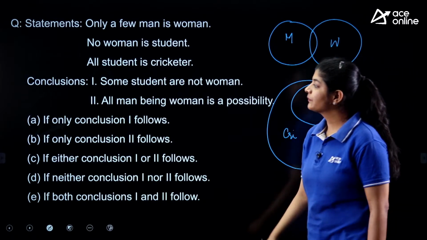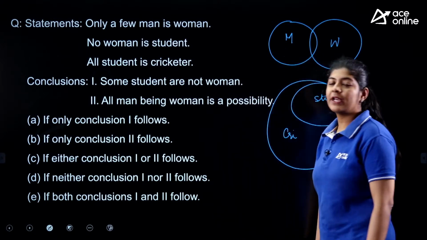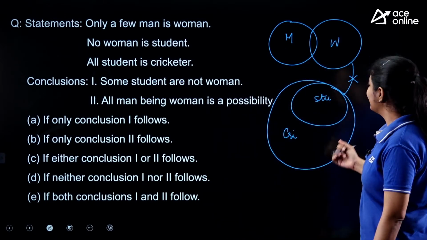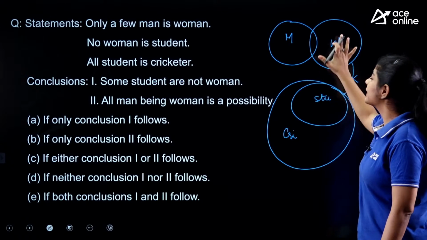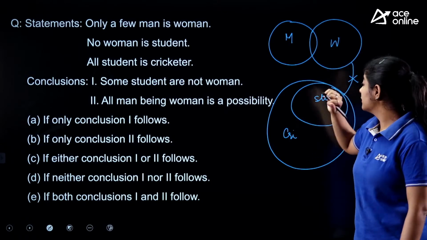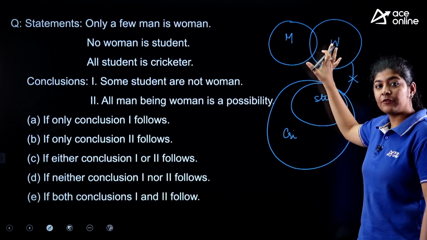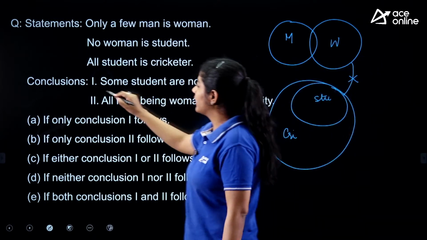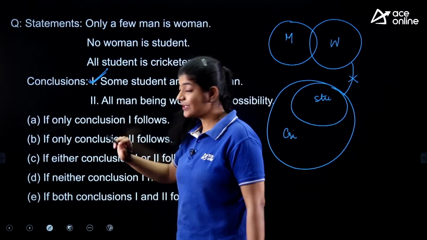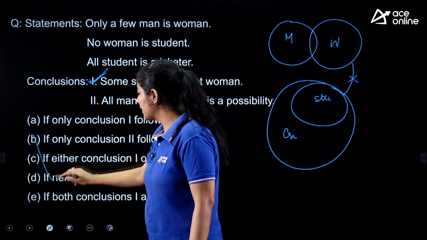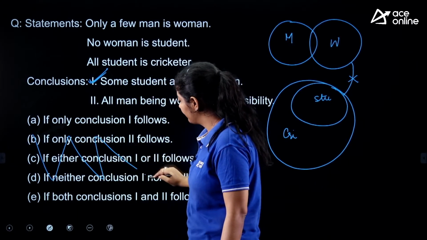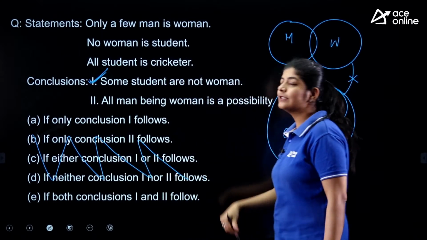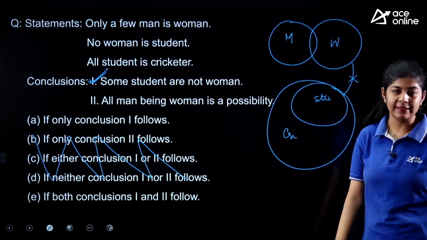Okay, first conclusion: some students are not women. Can we say that? Yes, because the whole part of student can never be a part of women. So some part is also not a part of women. So this one is true. If this one is true, we can eliminate options B, C and D, because the first one is not included in them.